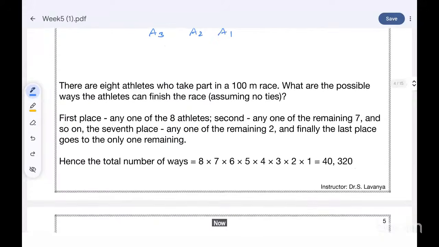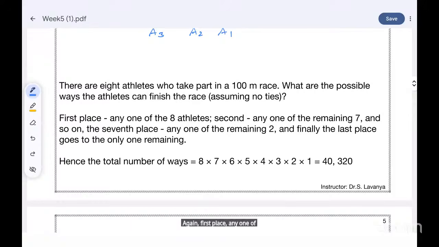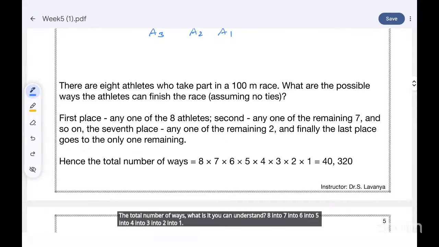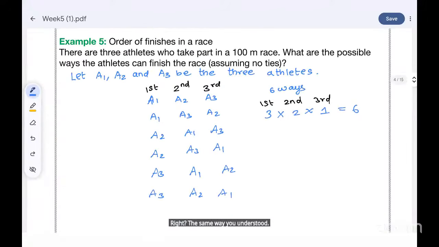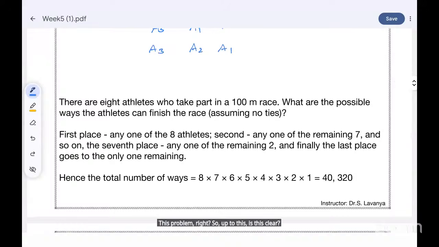Now, you can do the same scenario for any number of athletes. There are 8 athletes who take part in a similar race. What are the possible ways the athletes can finish the race, assuming no ties? Again, first place any one of the 8 athletes. Second, any of the 7. So in this way, the total number of ways is 8 into 7 into 6 into 5 into 4 into 3 into 2 into 1. The same way you understood this problem. Up to this, is this clear?